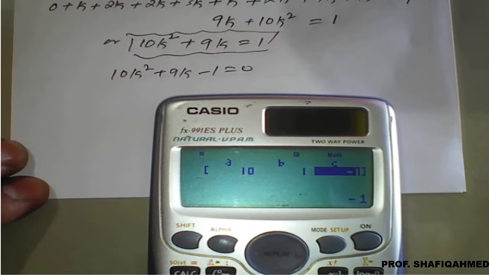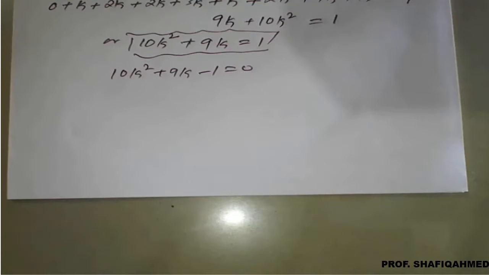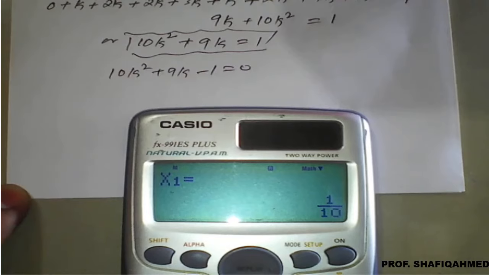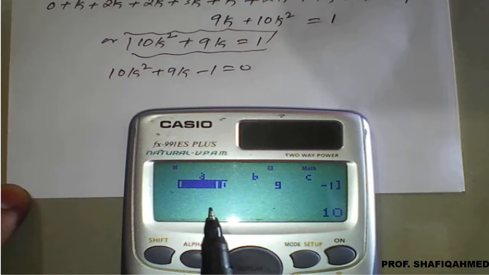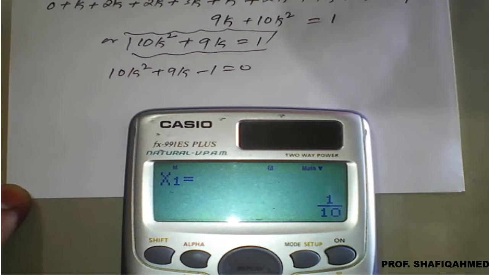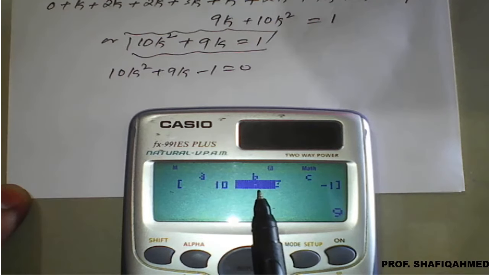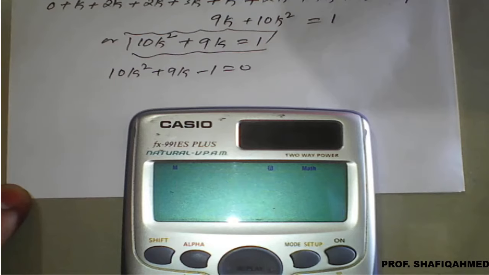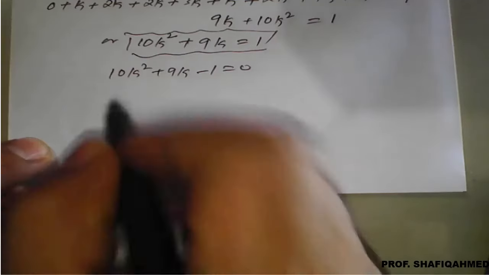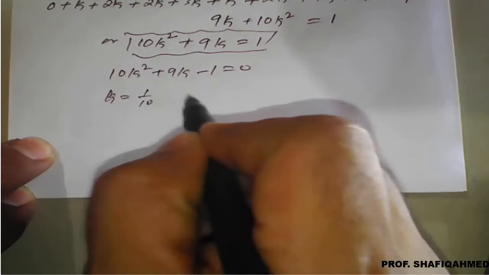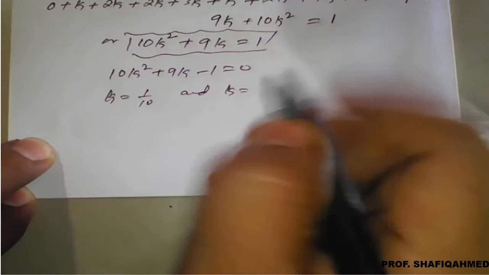So what will we get here? We have two roots. I will repeat and show once again. I have taken the coefficient of k square as 10, the coefficient of k as 9, and the constant as minus 1. You will get the first value as 1 by 10 and the second value as minus 1. So we got k is equal to 1 by 10 and k is equal to minus 1.